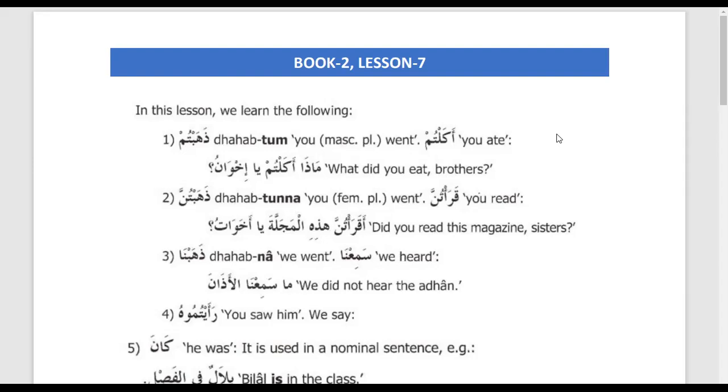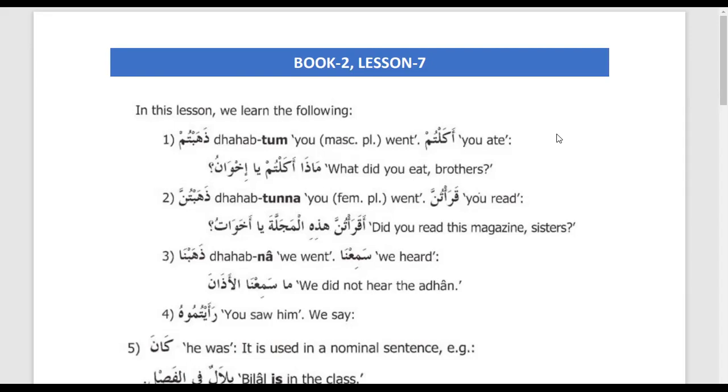Okay. And for the feminine plural, for the second person, yani mukhatab, the one that you are talking to. No, for the plural, for the feminine plural. ذهبتن. Excellent. ذهبتن.